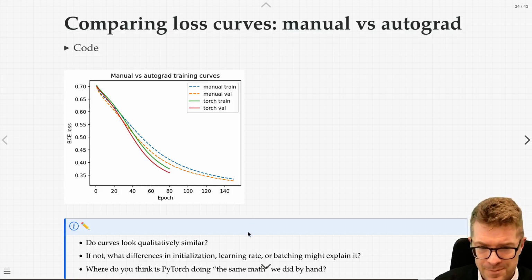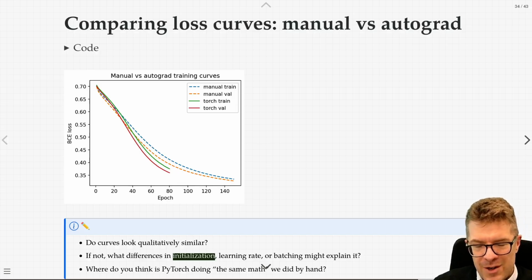But for now, I have some questions for you. Are all these curves fairly similar? If they're not similar, what differences might explain this? Do we have any changes in learning rate? Were there any changes in initialization? Any changes in batching? Any changes at all in our two implementations that can explain why Torch seems to be doing better than our manual implementation? And this is more just asking for you to guess, but where do you think PyTorch is doing the same math we did in our step-by-step graph-based computation as we did by hand a few moments ago?